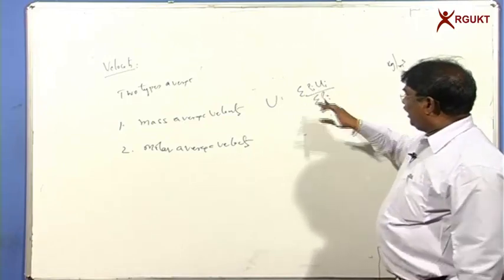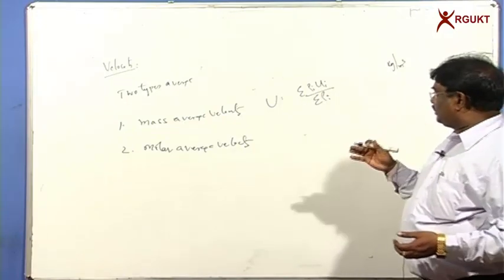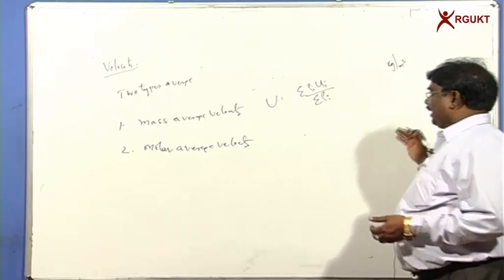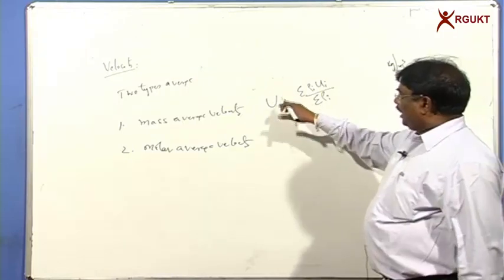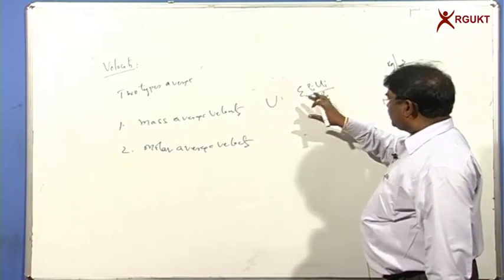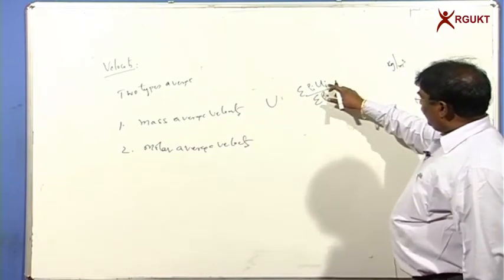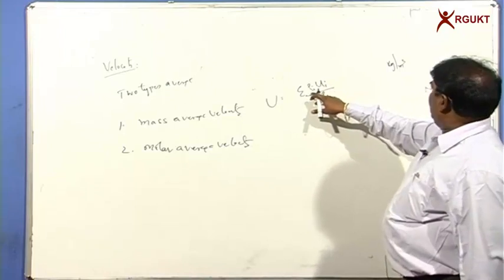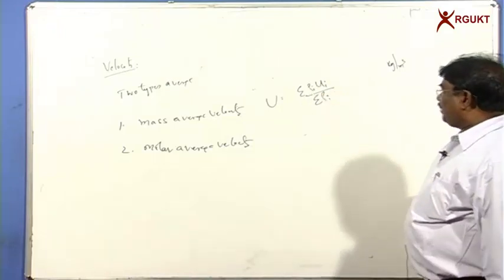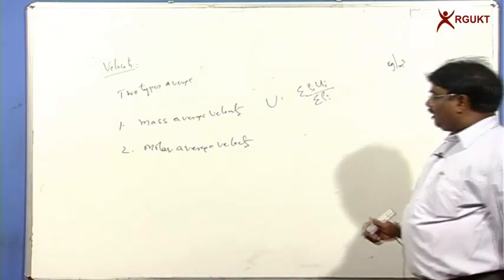So when we have n species, species 1, species 2, species 3, up to species n, the mass average velocity of the system can be calculated by taking the molecular velocity of each species multiplied by its mass concentration, divided by the total mass concentration. That will give us the mass average velocity.